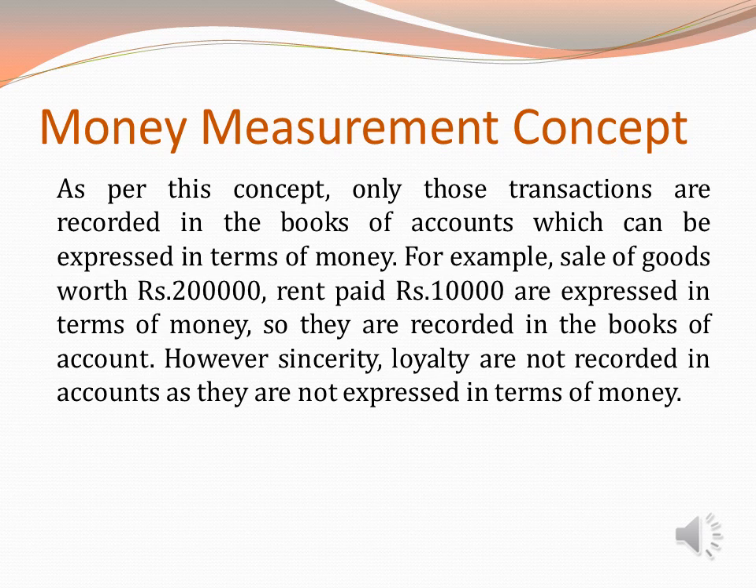There is an example for the money measurement concept: sale of goods worth rupees 2 lakh, rent paid 1 lakh. As both of these can be expressed in terms of money, they have money value, so they are recorded in the books of account. However, there are certain assets which cannot be expressed in terms of money, like sincerity, loyalty, so these cannot be recorded in the books of accounts.